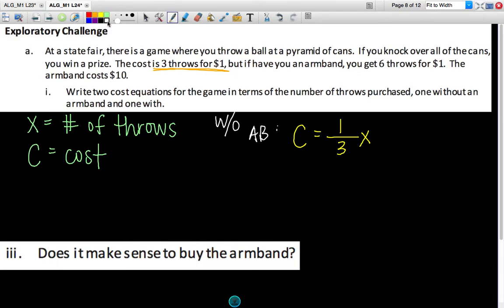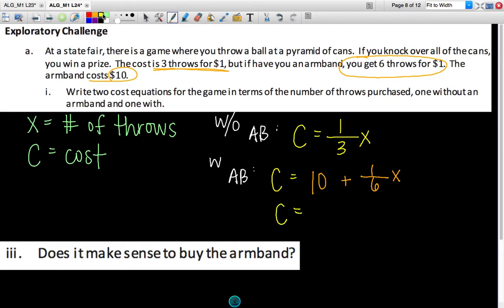With an armband, again, we have a cost equals, this time, you get 6 throws per $1 with an armband. But the armband costs you $10. So the armband alone is going to cost you $10. So I would start with the 10 plus 6 throws per $1. So for $1, you get 6 throws. So if we wanted this to look like it's in slope-intercept form, it would be C equals 1/6 x plus 10.